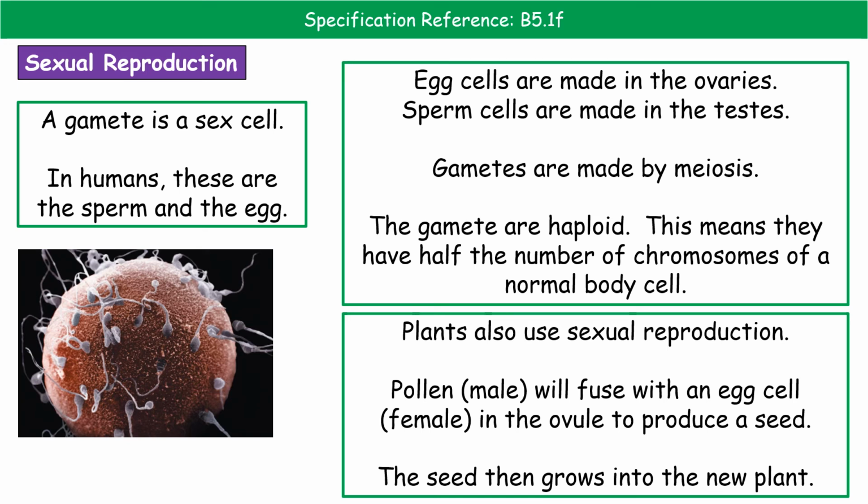What we start off with then are gametes. Now a gamete is just the fancy scientific way of saying sex cell. And by sex cells we mean the sperm and the egg in humans. So sperm and egg are both sex cells, which are gametes. When we think about the egg cells, these are made in the ovaries, sperm cells made in the testes. And both of them are made through the process of meiosis.